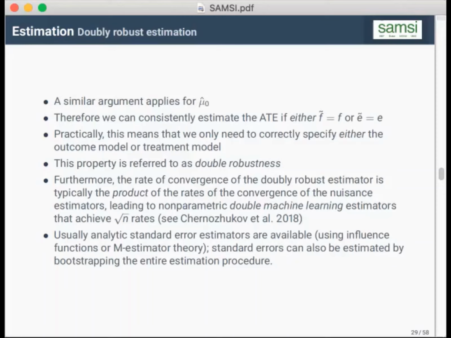So I've talked a little bit about what the doubly robust estimator is. To do inference, we need standard errors for this doubly robust estimator, and there are a number of methods available. You can, in theory, bootstrap, but you have to be careful to bootstrap the entire procedure. So in each bootstrap sample, you estimate the propensity score model, the outcome regression model, and then the doubly robust estimator of the ATE. Or there are analytic standard error estimators available using M-estimator theory and influence functions.